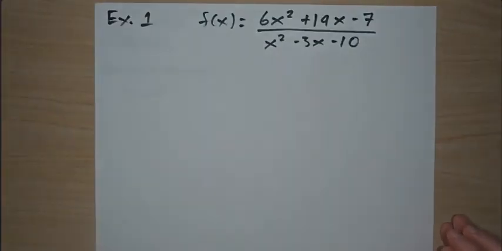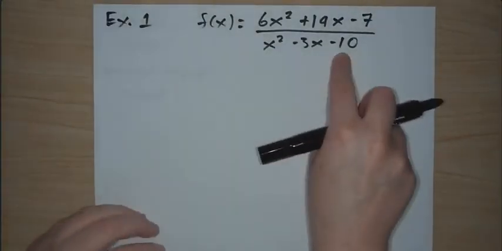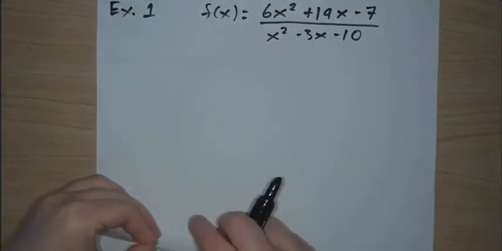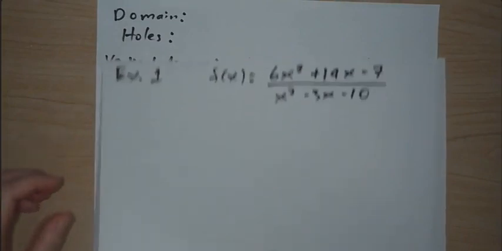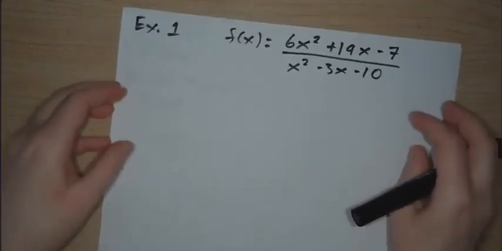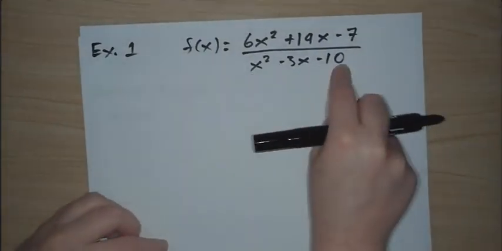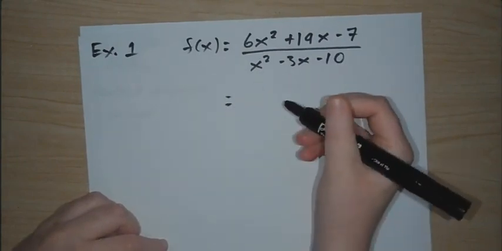This is example 1 from the Rational Functions Part 1 lab. We have the following function. We want to define some attributes of that function, such as the domain, holes, vertical asymptotes, and x-intercepts. To do that, we're going to factor the numerator and the denominator.